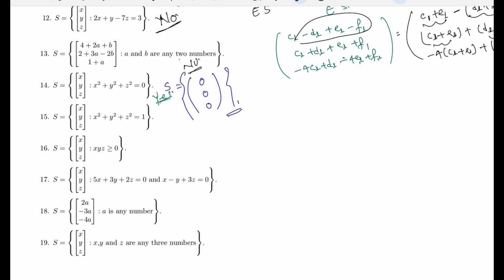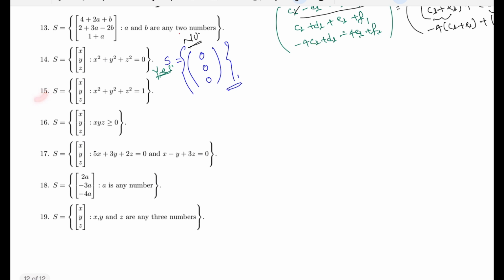So yes. Is this a vector space? No, it will not be a vector space because 0 is not in this set. Take 0 0 0, so it will be 0 plus 0 plus 0, and 0 is not equal to 1. So this is not a subspace of R cube. Is this a subspace of R cube? No, it will not be.